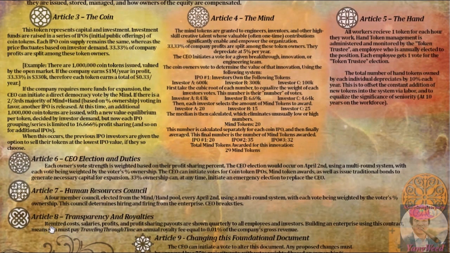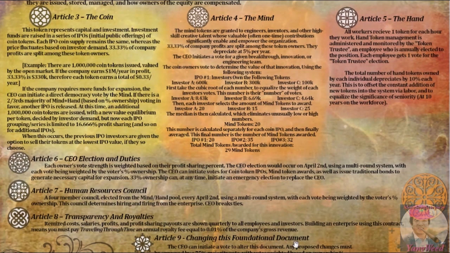Transparency and royalties. Itemized costs, salaries, profits, and profit-sharing payouts are shown quarterly to all employees and investors. Building an enterprise using this contract means you must pay, traveling through time, an annual royalty fee equal to 0.01% of the company's gross revenue. So 1% of 1%.